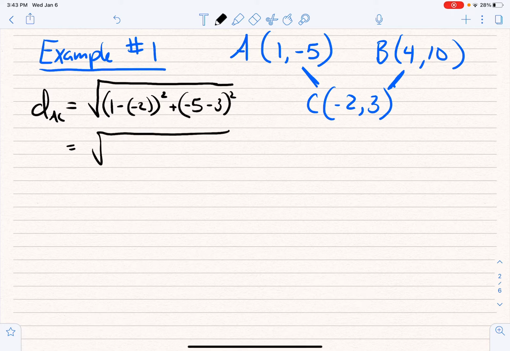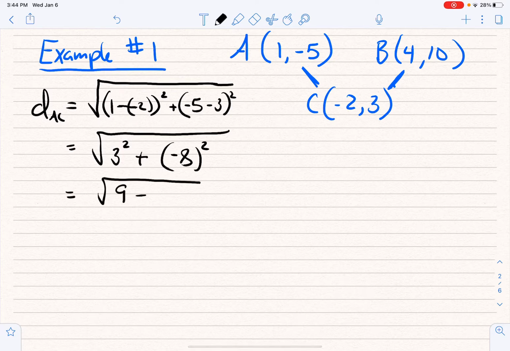Okay, and what's that going to equal? Well, 1 minus a negative 2 is like 1 plus 2, so that's going to be 3. So I got 3 squared plus negative 5 minus 3, which is negative 8, squared. And so 3 squared is going to be 9. Negative 8 squared is going to be 64. And so 9 plus 64 gives me 73. So the distance from A to C is the square root of 73. Now, that's not a pretty number, but that's the answer.